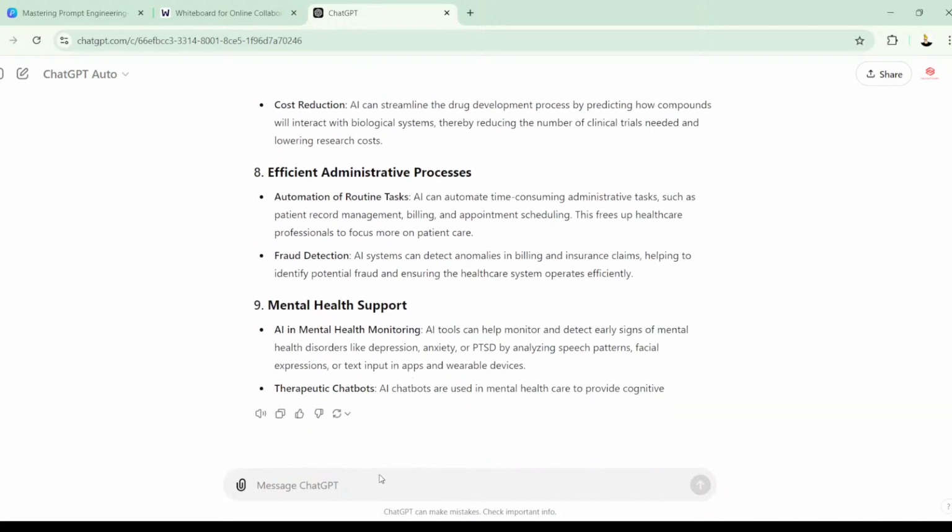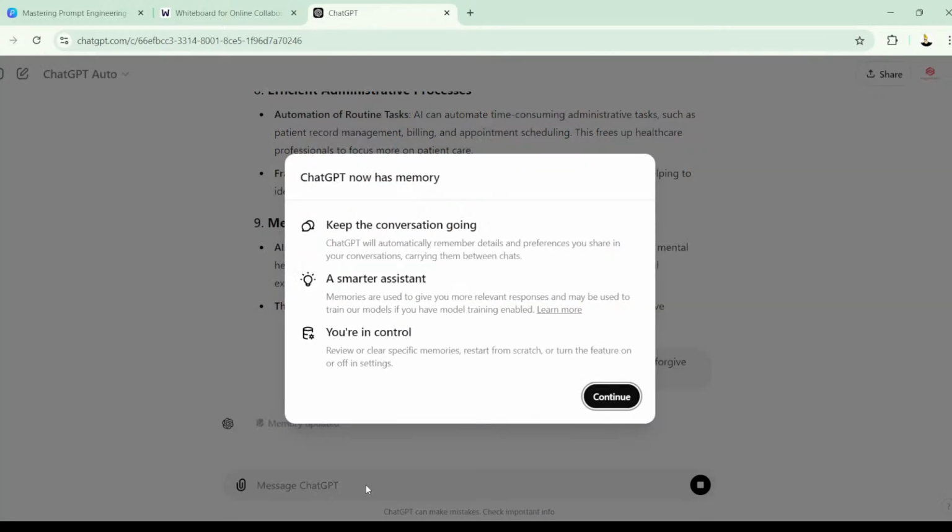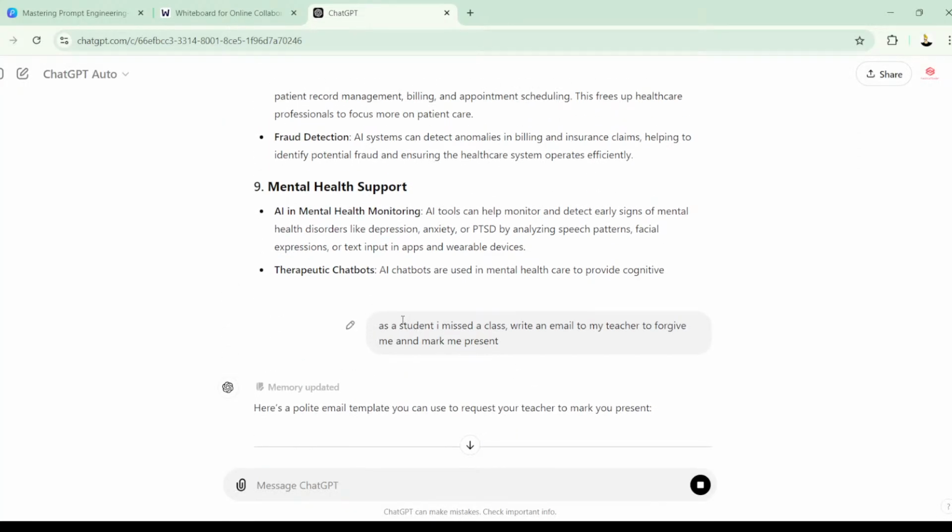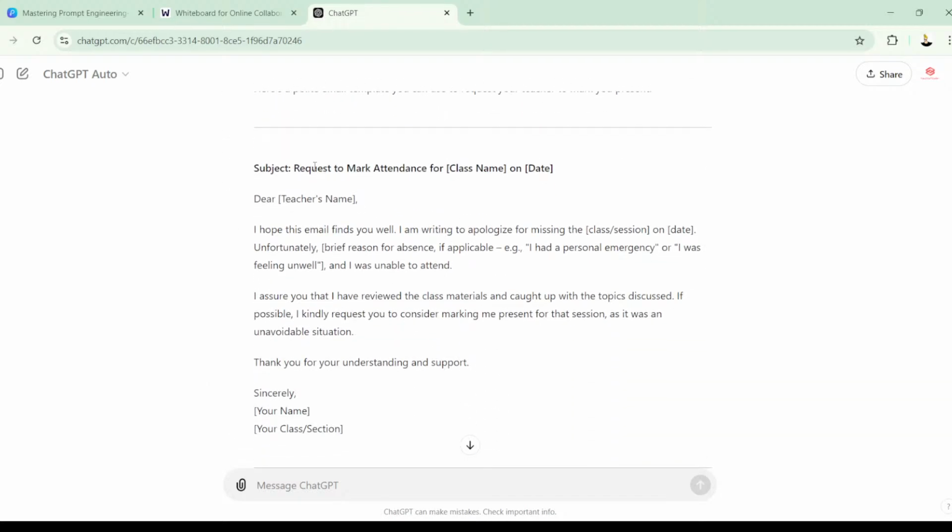For example, you missed yesterday's class and now you want to write a formal email to Vault of Codes. So you can say, as a student, I missed a class. Write an email to my teacher to forgive me and mark me present. See, here I have given the context. This is the context that I am a student and I missed the class, and write an email to my teacher for that. So this is the email that we have got, right?